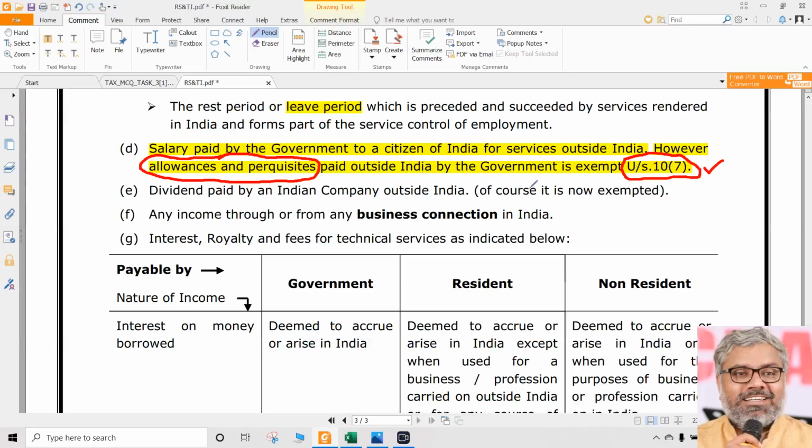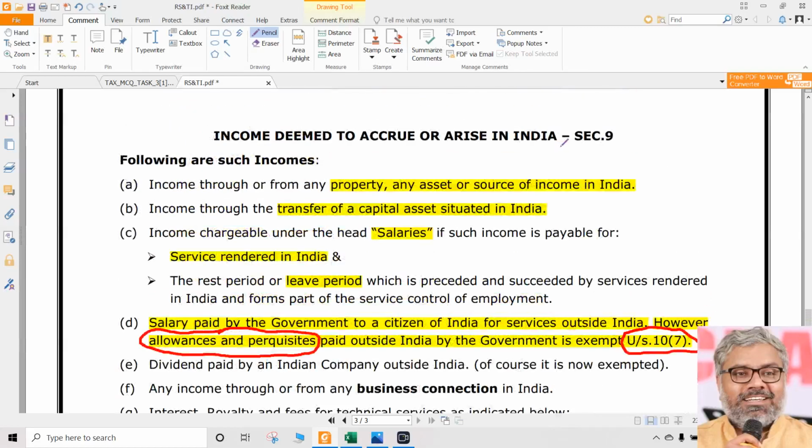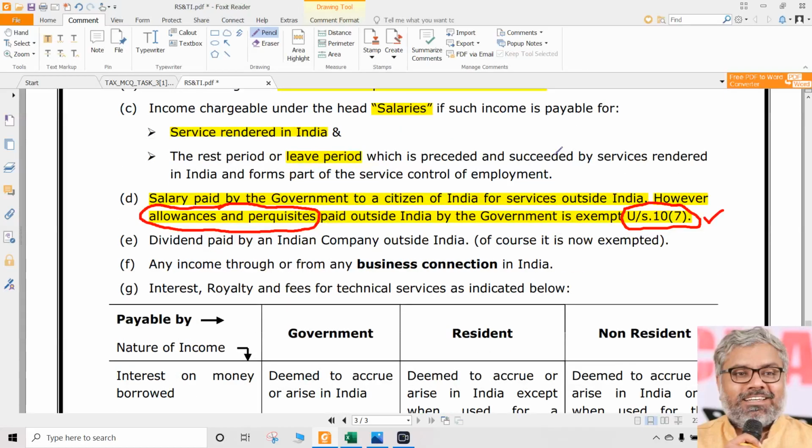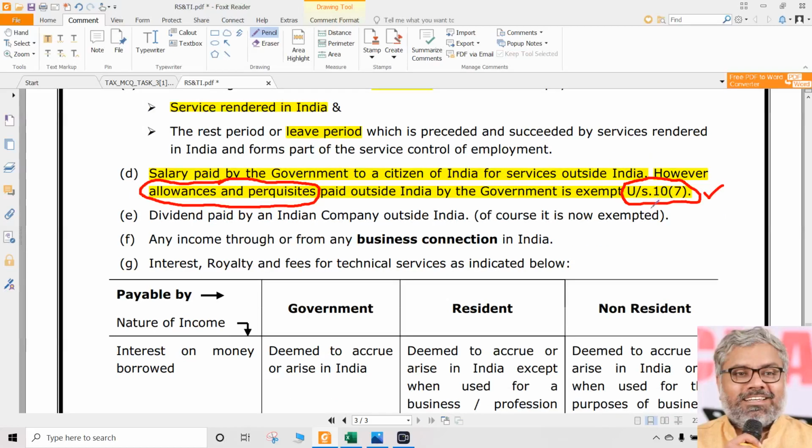Allowances and perquisites payable by whom? Payable by the government. Where? Outside India. To whom? To an Indian citizen. Same thing that was taxable under section 9, just a different thing. Allowances and perquisites for the same people is exempt under section 10(7). This section number you have to remember, that is an exemption section.